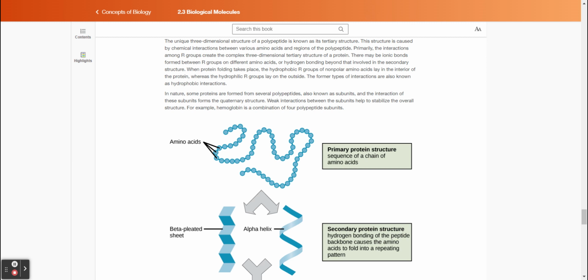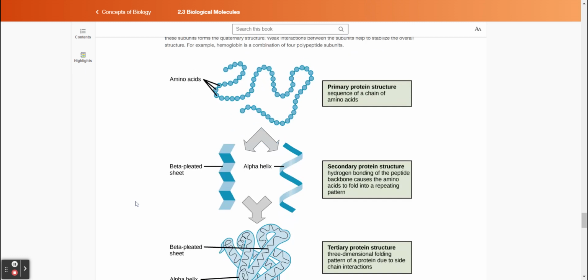There may be ionic bonds formed between R groups on different amino acids, or hydrogen bonding beyond that involved in the secondary structure. When protein folding takes place, the hydrophobic R groups of the nonpolar amino acids lay in the interior of the protein, whereas the hydrophilic R groups lay on the outside. The former types of interactions are also known as hydrophobic interactions.